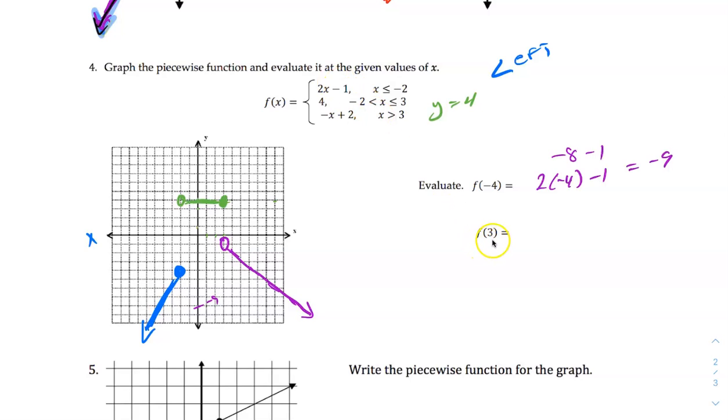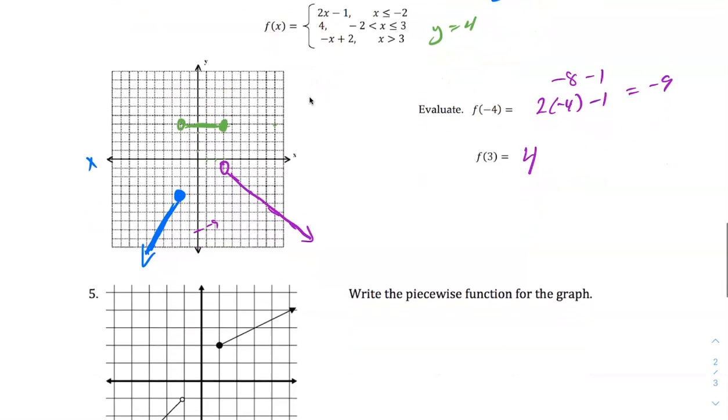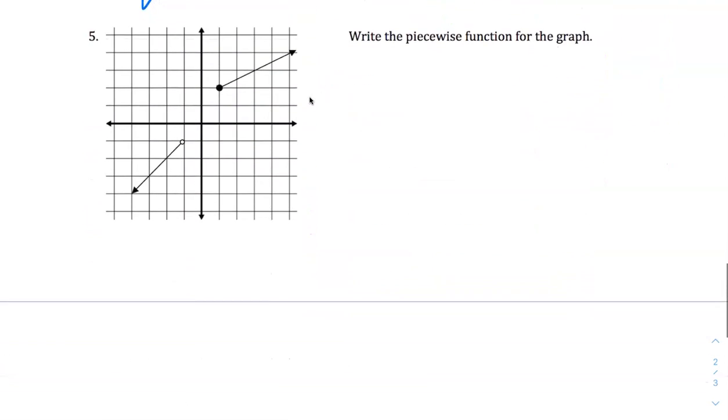F of 3, same idea, right? You can either use the graph, 1, 2, 3. Looks like it's going to be 4. Or use the table. So it's equal to 3, so use this table. So it's just 4. Okay, last question. They want us to make a piecewise function. So we got to make our own.